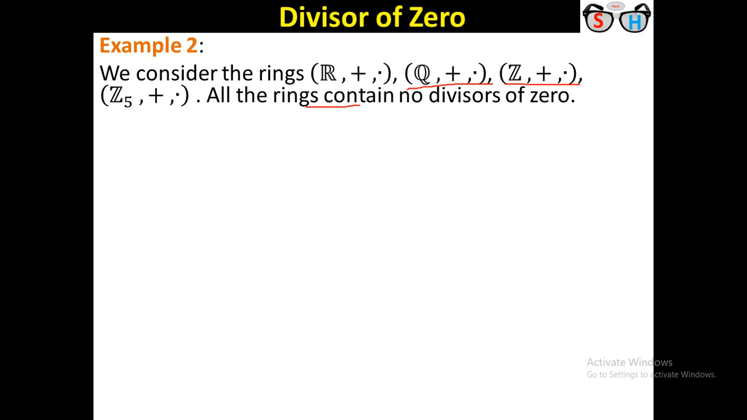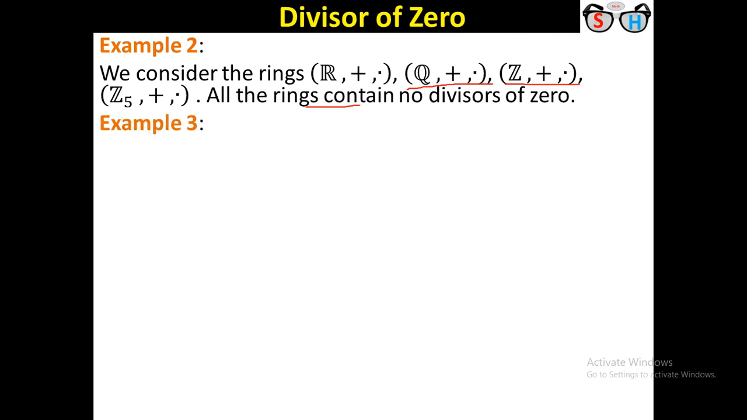Now here I give another example, another set: Z5 plus dot. Z5 plus dot is also a ring. It contains no divisor of 0. In a later video I will try to prove that Zn plus dot, when n is prime, contains no divisor of 0. You see that in Z6 plus dot the ring contains a divisor of 0, but Z5 plus dot contains no divisor of 0. Okay.